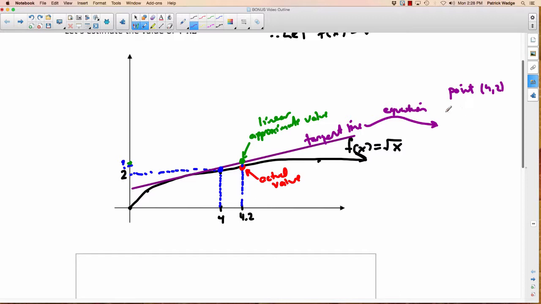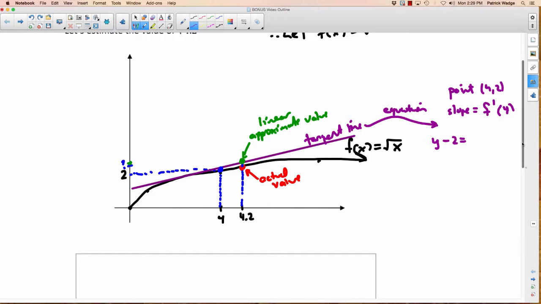4, 2, and for the slope, how are we going to get the slope? Well, to get the slope of that purple line right there, we're going to find the derivative of this black function, because when we get the derivative of the black function at that point 4, it will be the slope of the tangent line. That's always what the derivative gives you, the slope of the tangent line. So the slope is going to be equal to f prime of x, but we're actually going to figure out f prime of 4. Okay, so now we can put it in slope point form. Slope point form is y minus y1, which is 2, equals m, which is your slope.